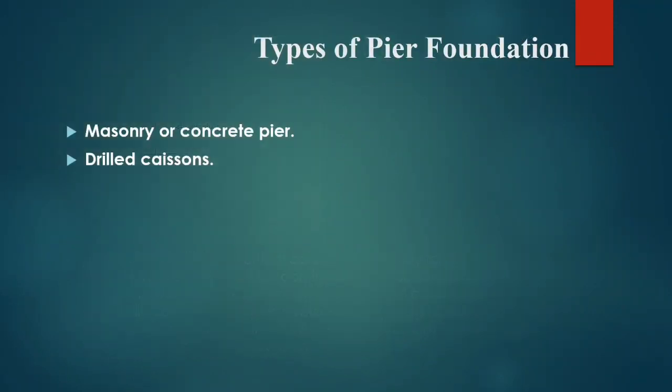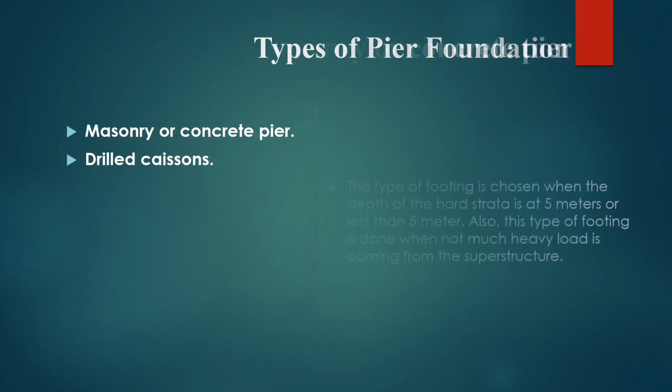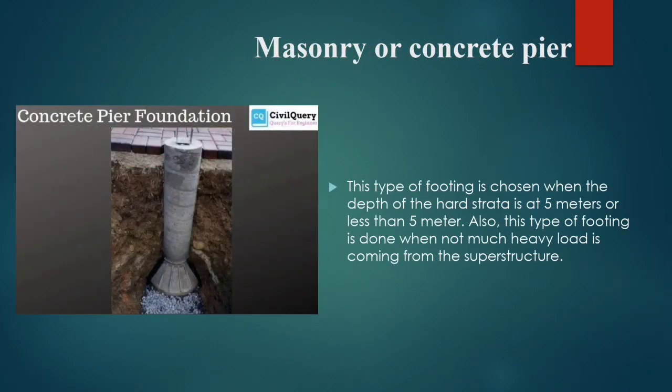Types of pier foundation. Number 1, masonry or concrete pier. Number 2, drilled caisson. Masonry or concrete pier. This type of footing is chosen when the depth of the hard strata is at 5 meters or less than 5 meters. Also, this type of footing is done when not much heavy load is coming from the superstructure.